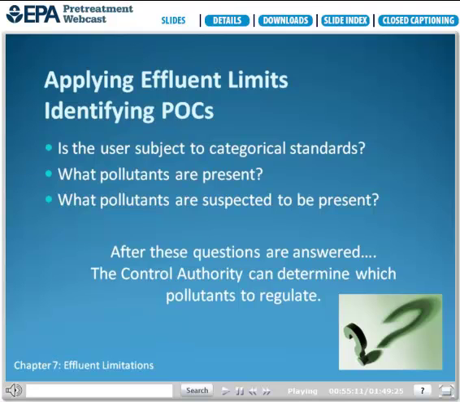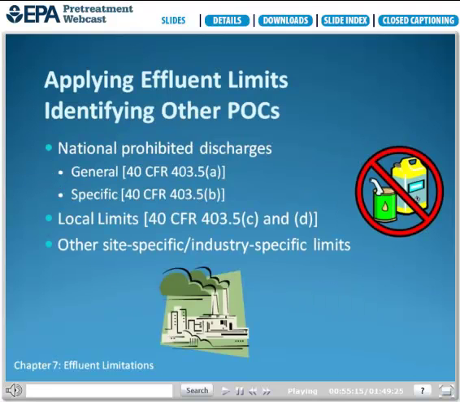A permit is required to have all applicable effluent limits. Therefore, a user would also be subject to national prohibited discharges, any applicable local limits and even possibly site-specific limits, such as a prohibition against the discharge of perchloroethylene for dry cleaners, or a requirement to install an amalgam separator for a dental practice.